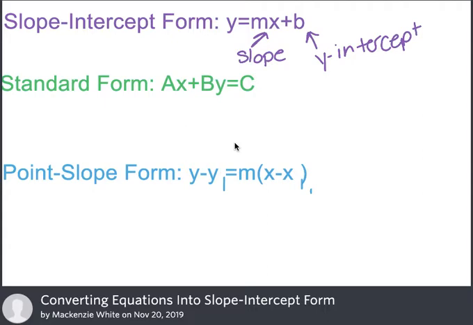The next one we have is standard form, and for standard form, A must be a positive integer in order for it to be considered standard form. And integers are whole numbers. B and C, not B plus C, B and C must also be integers, but they could be negatives.